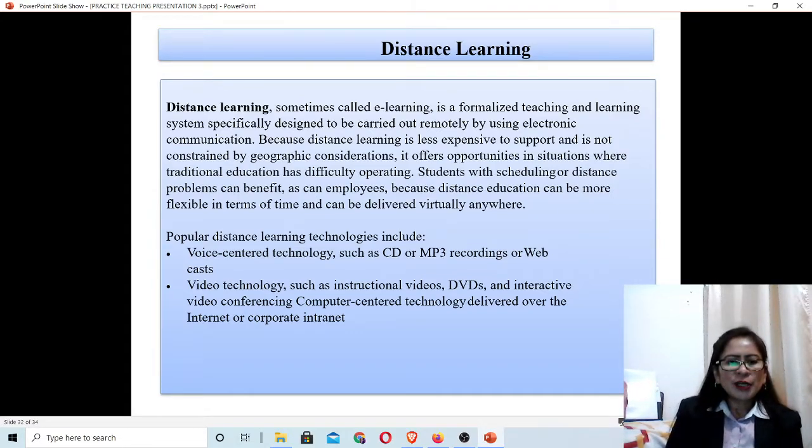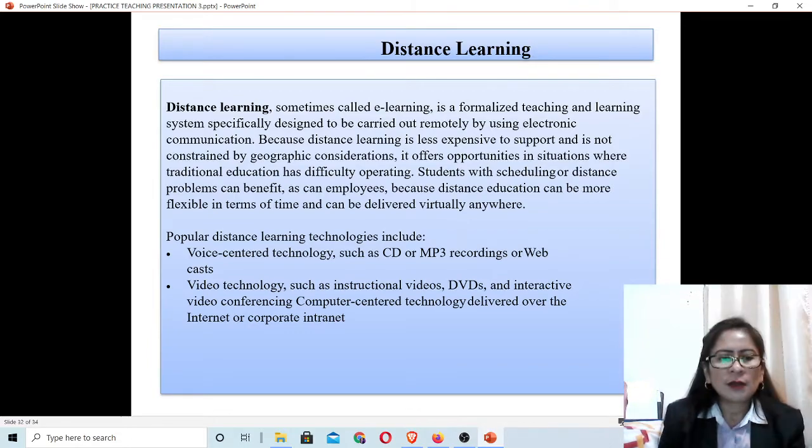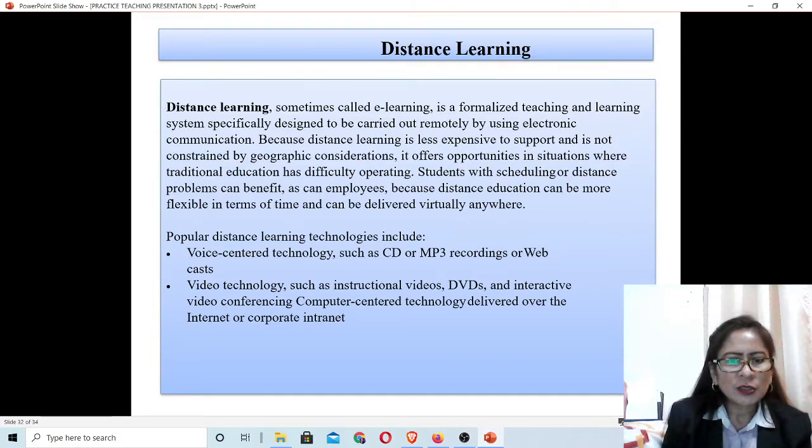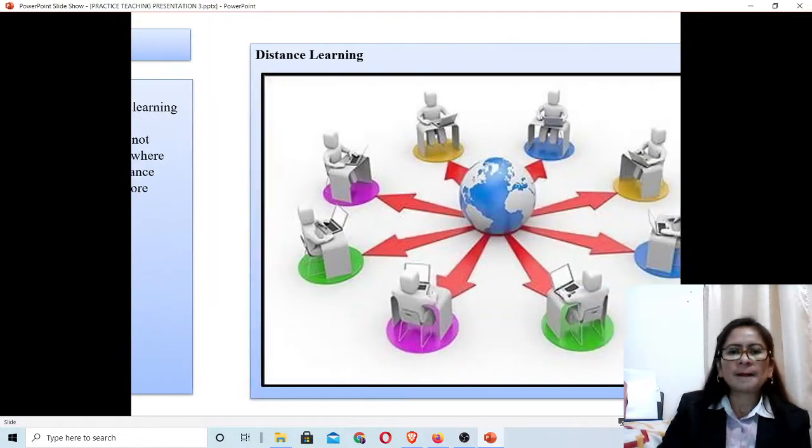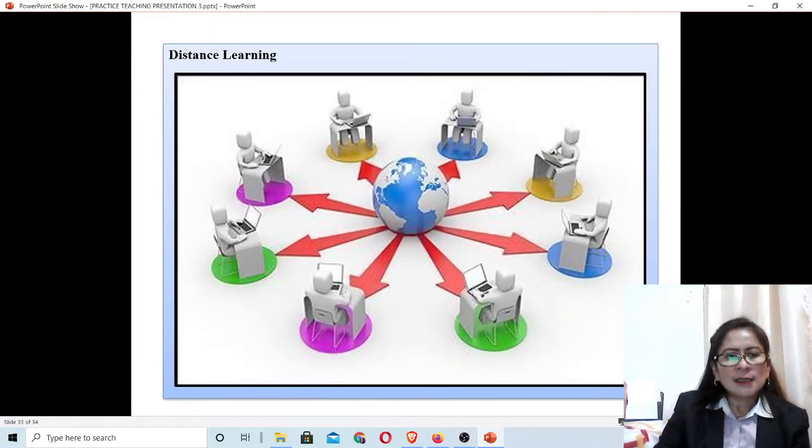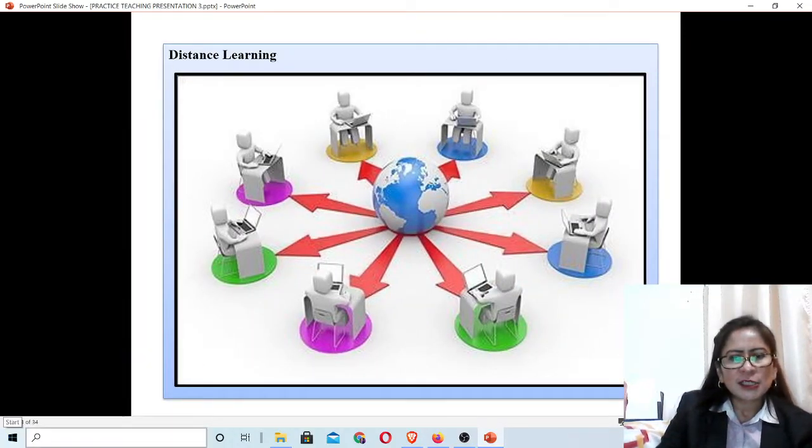Popular distance learning technologies include voice-centered technology such as CD or MP3 recordings or webcasts, video technology such as instructional videos, DVD, and interactive video conferencing, and computer-centered technology delivered over the internet or a corporate intranet. This is the image of distance learning.